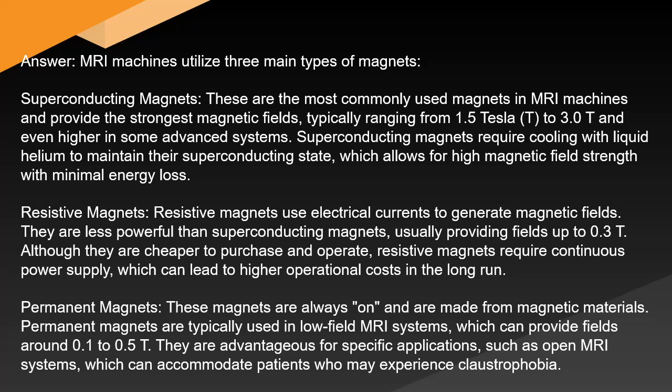Permanent magnets. These magnets are made from magnetic materials. Permanent magnets are typically used in low-field MRI systems, which can provide fields around 0.1 to 0.5 T. They are advantageous for specific applications, such as open MRI systems, which can accommodate patients who may experience claustrophobia.